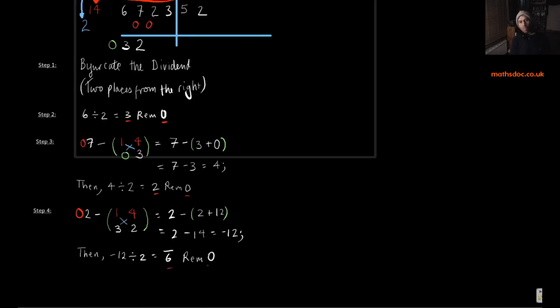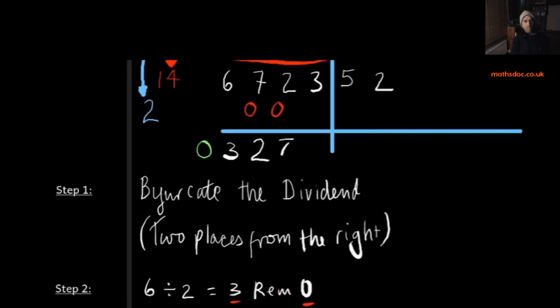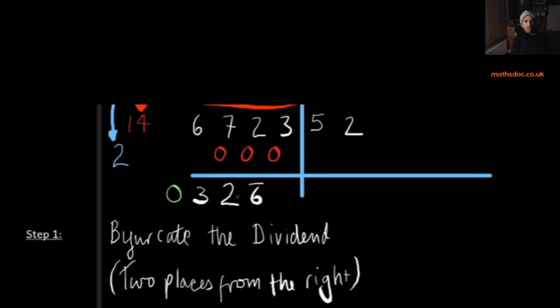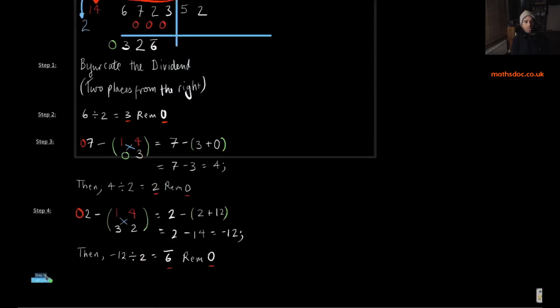Let's put that minus 6 in the answer box under the 2 there, and prepend the 0 to the 3. Like so. We're ready to do step 5 now. So it's 0.3.